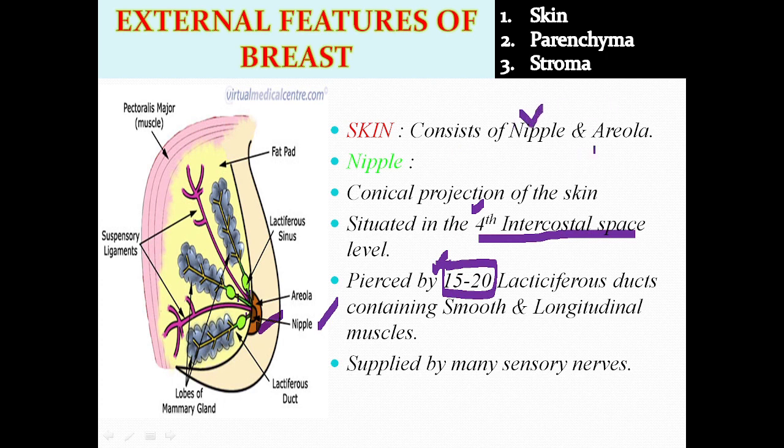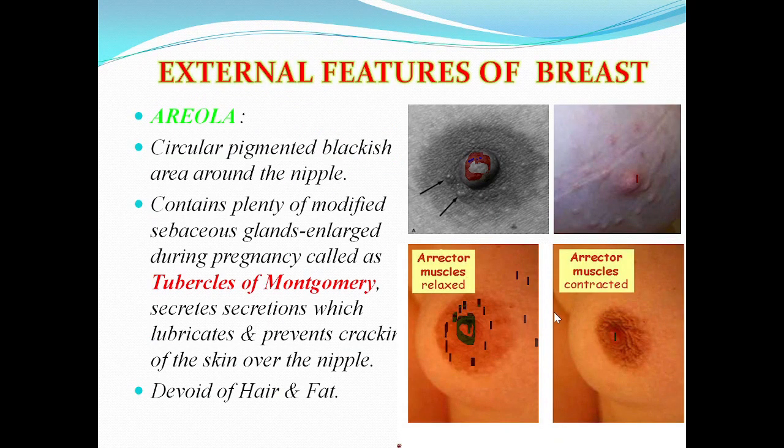Now we go on with the next topic, the areola. What about the areola to be studied? It is a circular, pigmented, blackish area around the nipple. This area is called the areola, and this surrounding area as well. It contains plenty of modified sebaceous glands. Can you try to identify the dots here? These are all plenty of modified sebaceous glands.